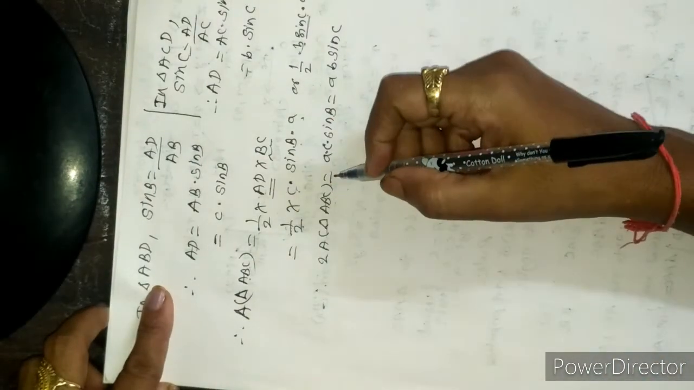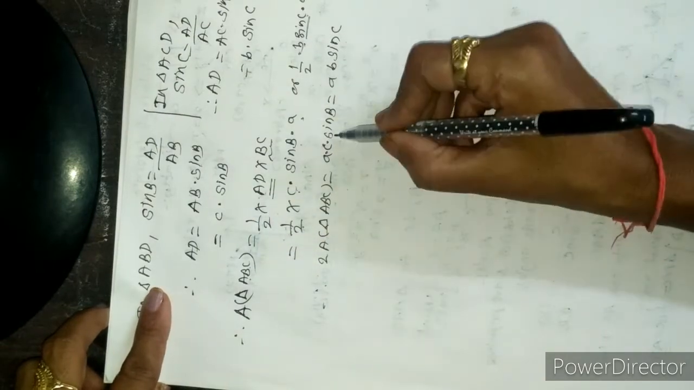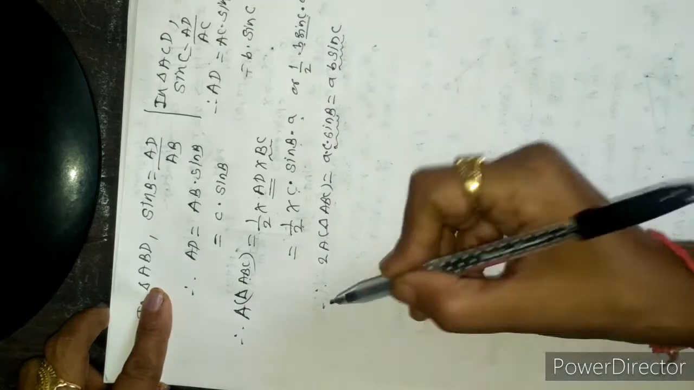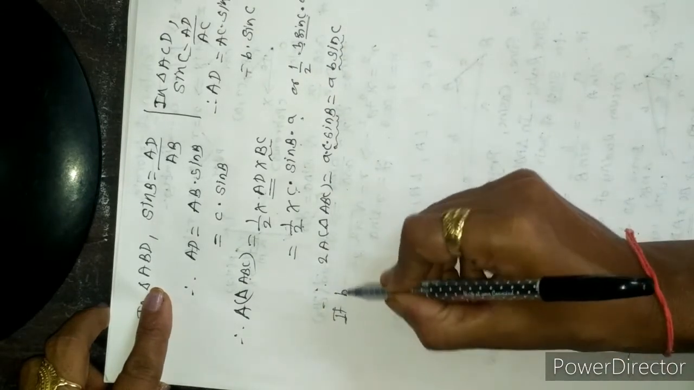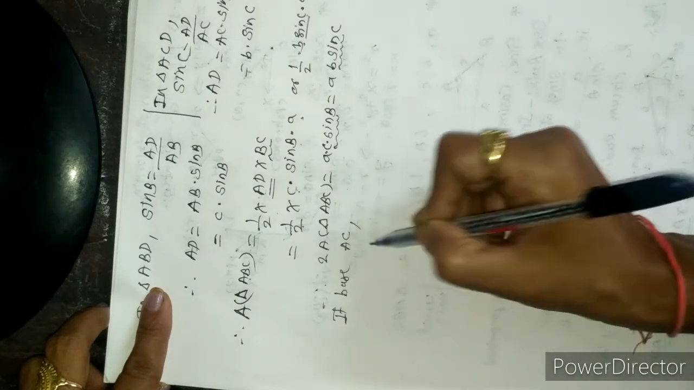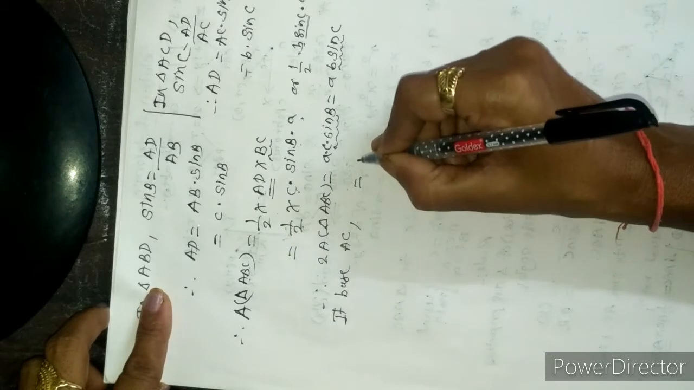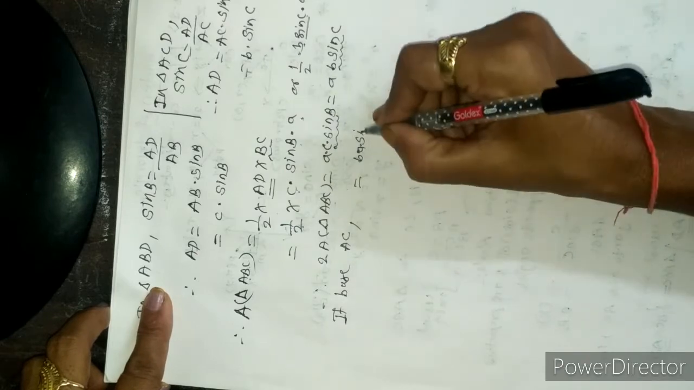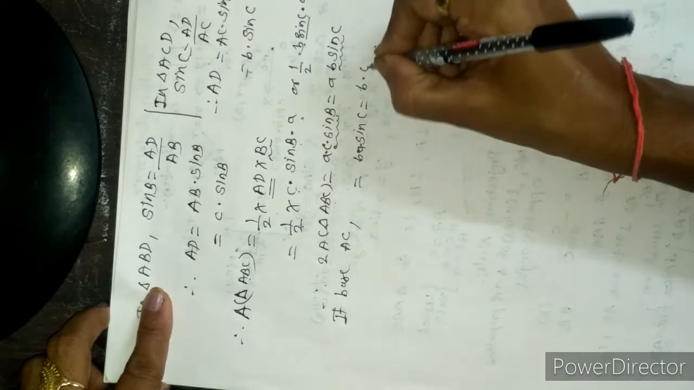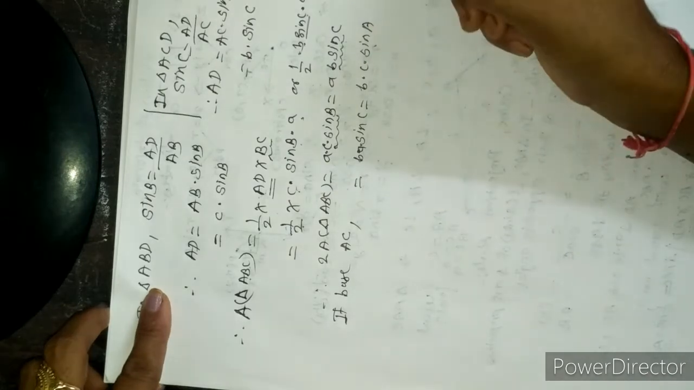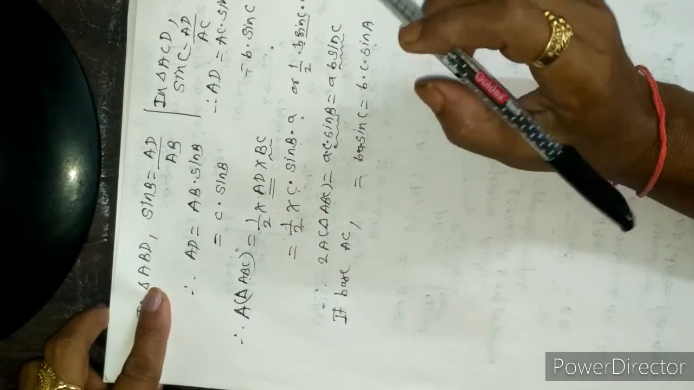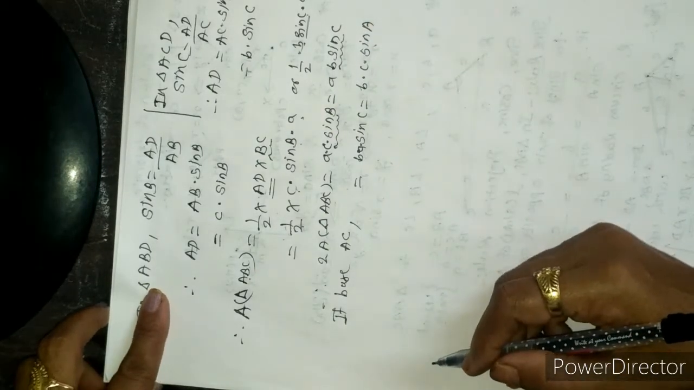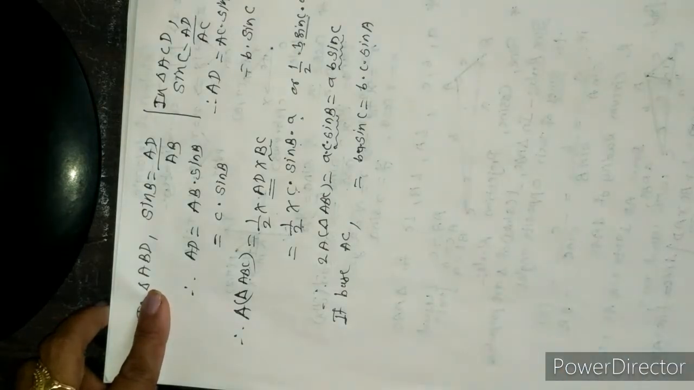But this is the case if we take the base along BC. Base along BC, so we get c multiplied by sine B or b multiplied by sine C. If the base of the triangle is along AC, then we get the same area as a into sine C and c into sine A. So by using this relation we get the corresponding relation for triangle ABC with the help of triangles ADB and ADC.